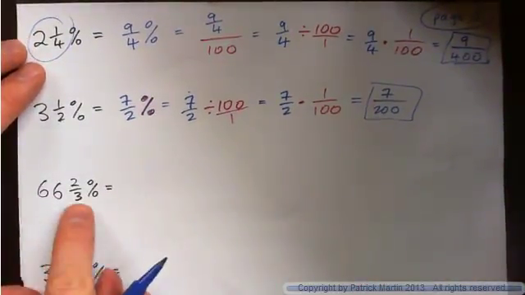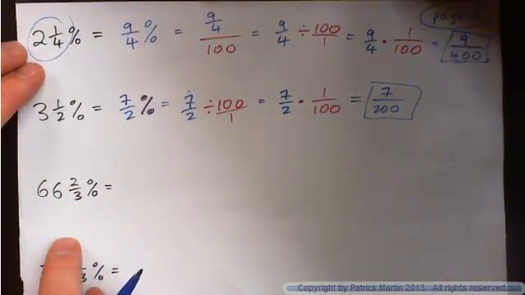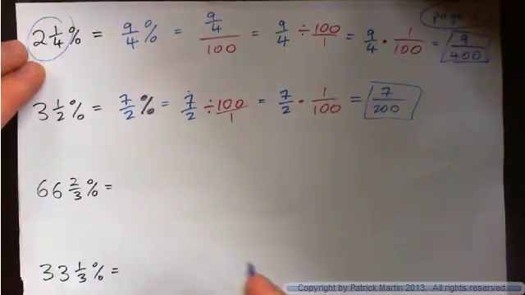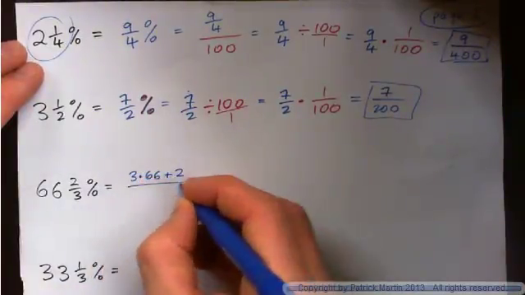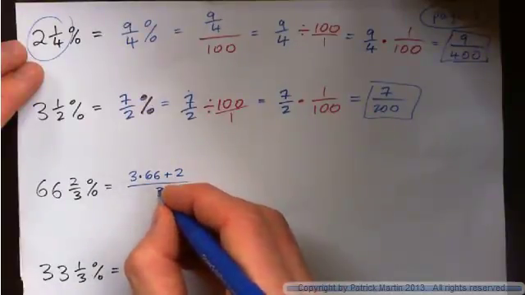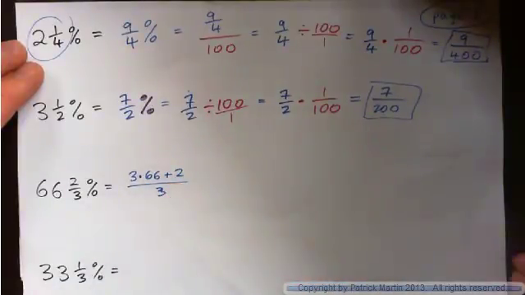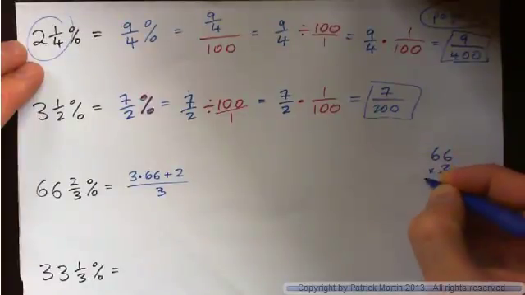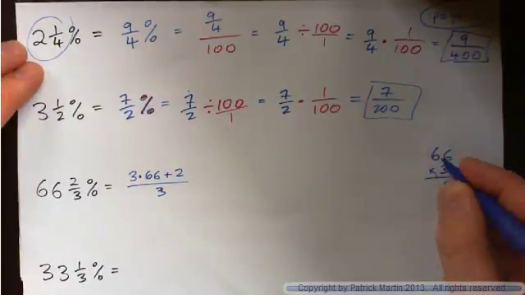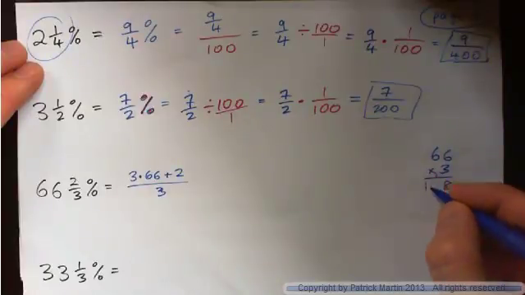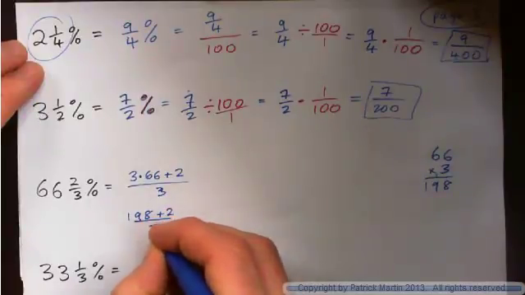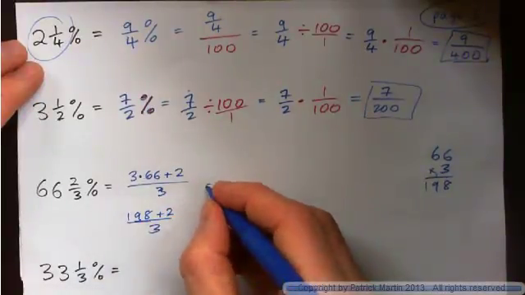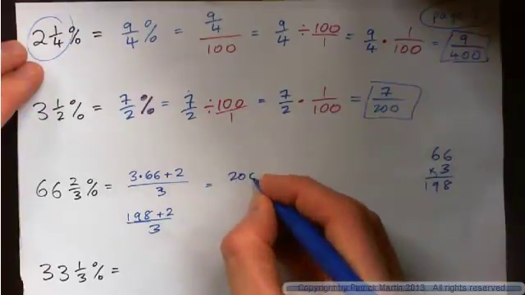So now turn 66 2/3 into an improper fraction. You've got to go 3 times 66 plus 2 over 3, right? Now 3 times 66. 66 times 3. 3 6s 18. Carry the 1. 3 6s 18. And 1 is 19. So that's 198 plus 2 over 3. Which is 200 over 3.